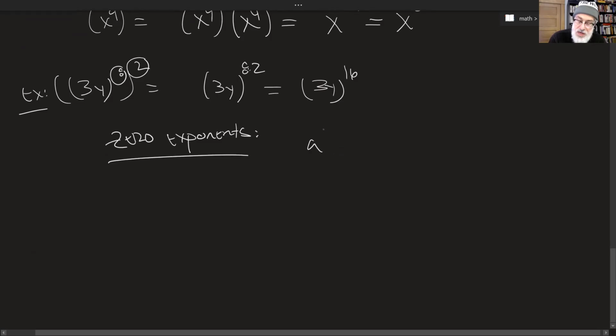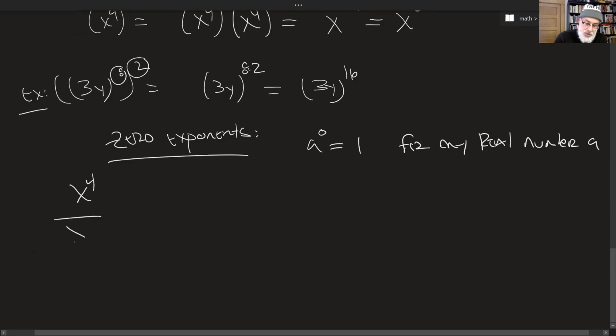The rule is for any real number a, if I raise a to 0, it's equal to 1 for any real number a. And this is handy when we have a situation like this. We'll apply the quotient rule, which we just learned. It's 4 minus 4, and that's x to the 0, which is 1.